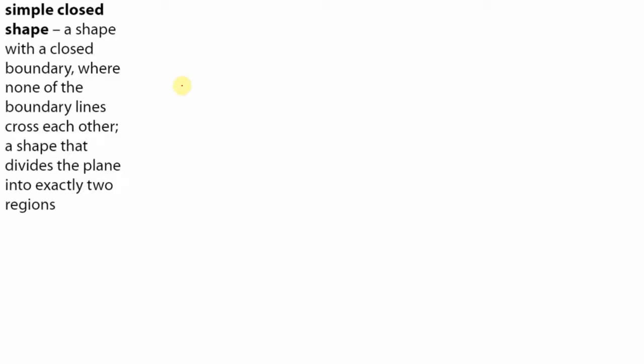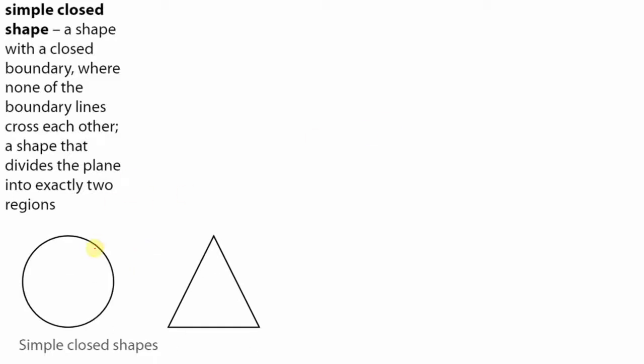So now we have different kinds of closed shapes. The first one we focus on is our simple closed shape. It is a shape with a closed boundary where none of the boundary lines cross each other. A shape that divides the two-dimensional plane into exactly two regions. So this is a simple closed shape. It's a circle, a triangle.